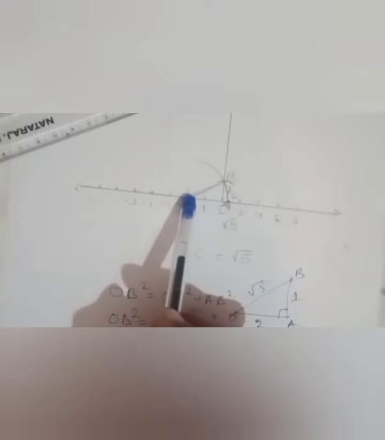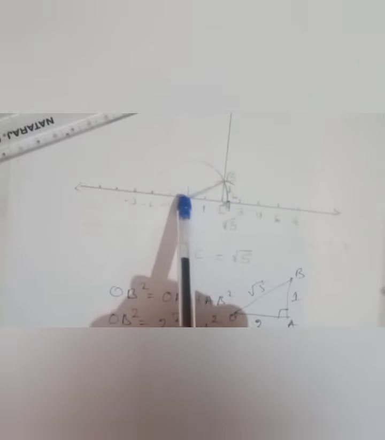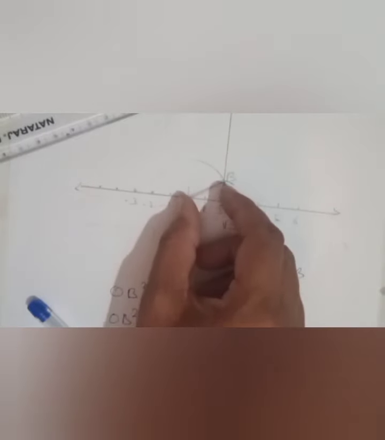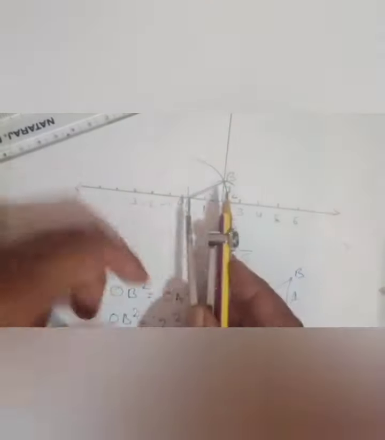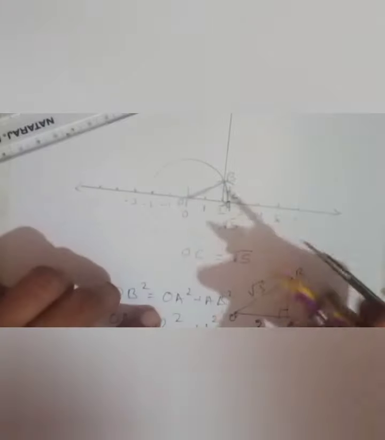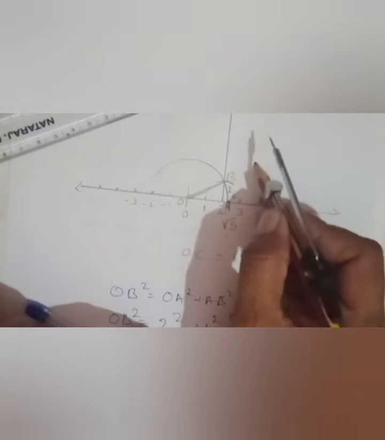Once again I am repeating, on 2 you are drawing a perpendicular. Then 1 unit you are marking on that perpendicular line. Then you are joining OB. Then you are taking the help of the compass and taking this one as a radius. You are completing an arc, something like a semicircle. The point where it touches the number line is nothing but root 5 on the number line. This way, children, you are going to locate root 5 on the number line.